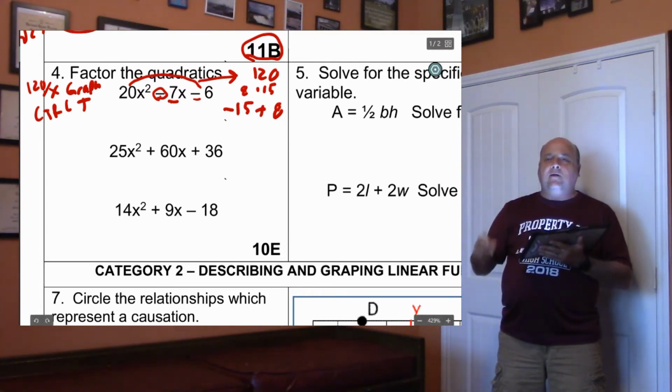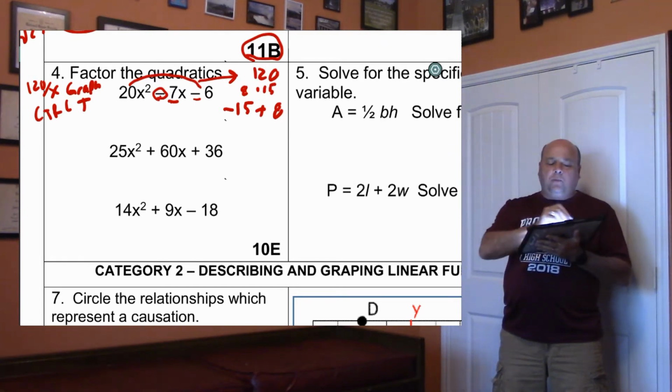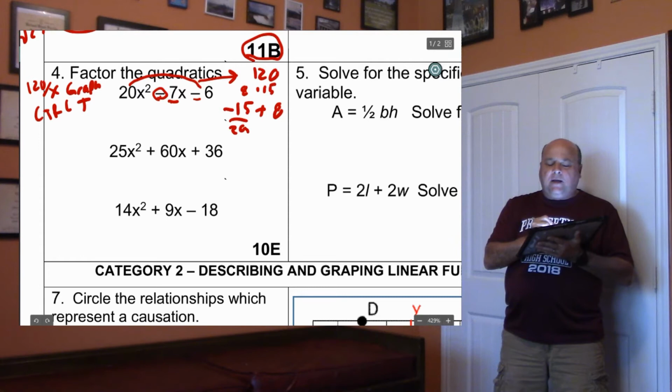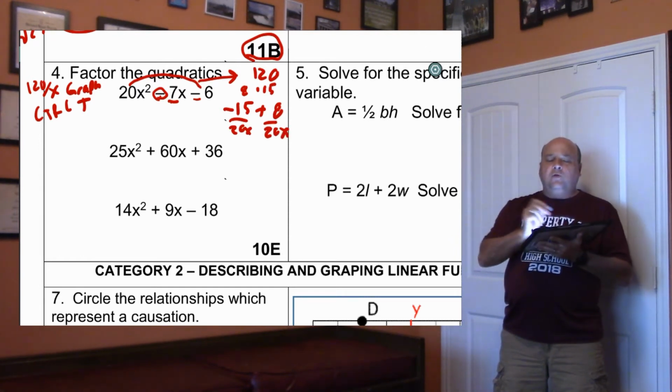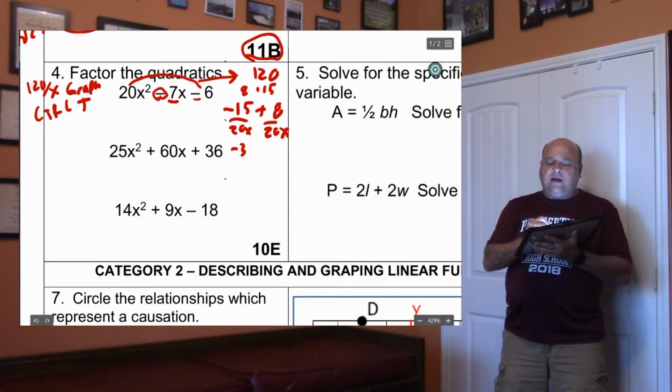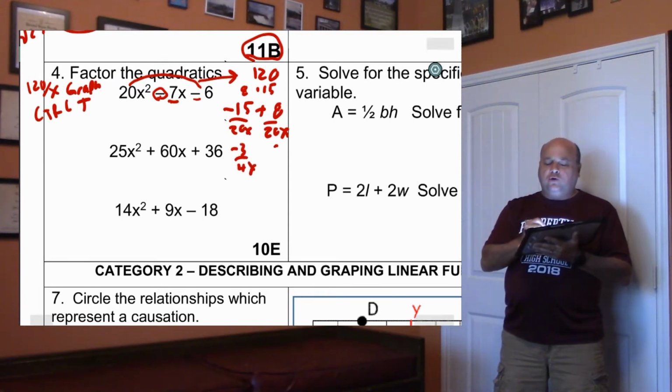We got a plus 8. -15 plus 8 is -7. The opposite of multiply is a divide, so I'm going to divide both sides by 20x. And then I can simplify. Both of these divide by 5, I'm going to get -3 over 4x. Both of those divide by 4, I'm going to get 2 over 5x plus 2 over 5x.